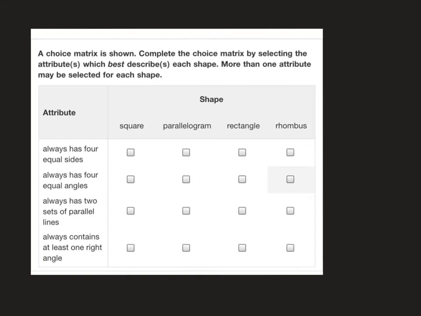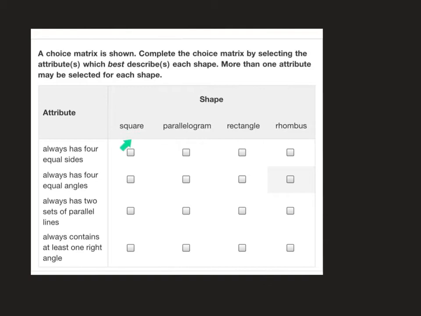Okay, these types of questions threw some for a loop. You're having to read, it says it's a choice matrix, so they're giving you choices that you have to click, selecting which ones apply to each attribute. It says complete the choice matrix by selecting the attribute or attributes which best describes each shape. More than one attribute may be selected for each shape. All right, so we're going to go down on this one.